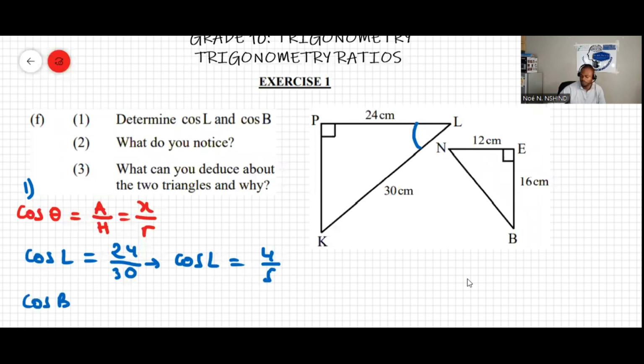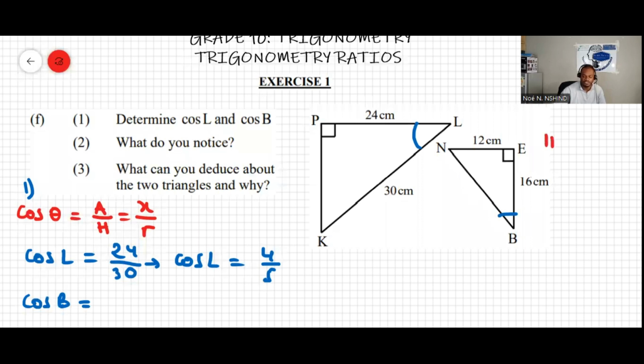Cos of B. B is over here, and the adjacent side to B is the side between this angle and the 90 degree angle. The hypotenuse is unknown, so we need to find the hypotenuse with the help of the Pythagoras theorem.